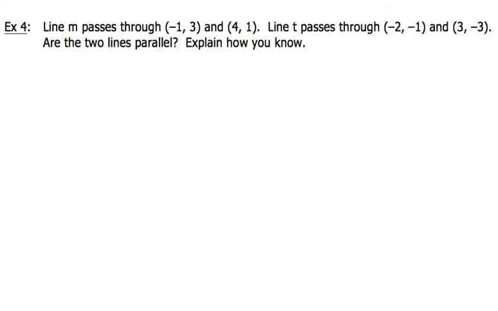All right, now let's go ahead and take a look at example 4. We've got line M passing through the points negative 1, 3, and 4, 1. Then we've got this other line T, which is going to go through the points negative 2, negative 1, and 3, negative 3. Are the two lines parallel?